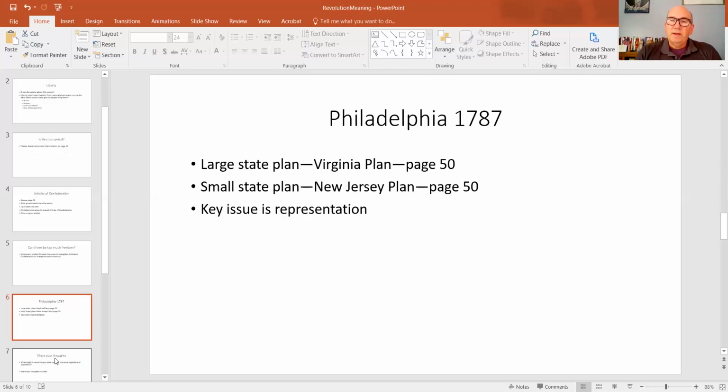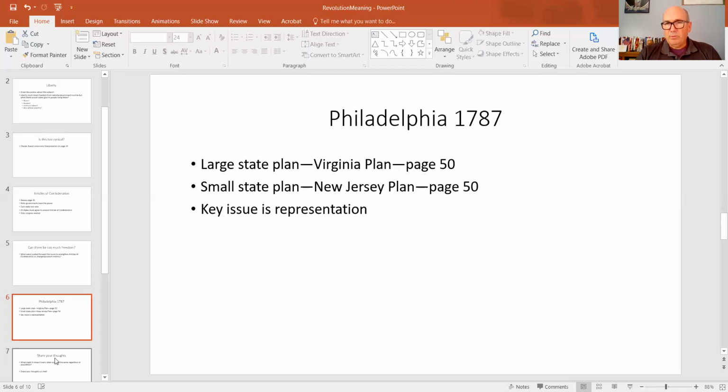So a key point of the meeting in Philadelphia in 1787 would be representation. How should the states be represented? How should people be counted? And how do you then determine power based on that representation? So you had a large state plan, the Virginia plan, that was the largest state at the time in this new country. You can read about that on page 50.